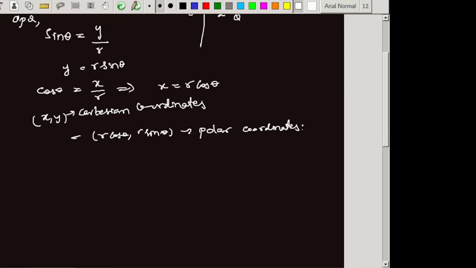So a polar equation is nothing but the equation of a graph which contains r and theta. The curve contains r and theta. It can be written as r equal to f of theta. Otherwise we can write it as p of r comma theta. So here we are saying that r is the radius vector.